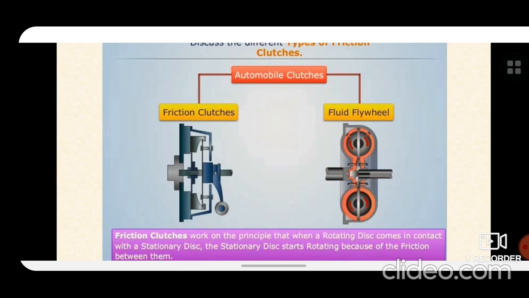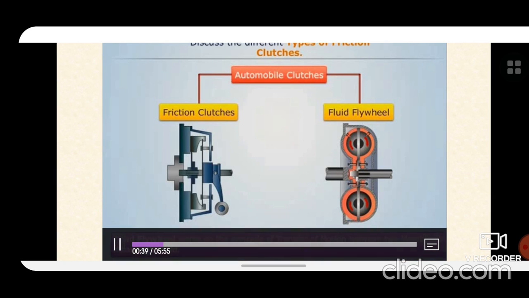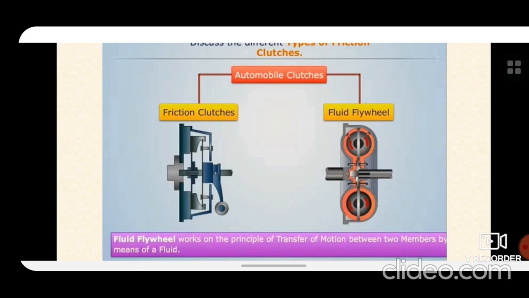Next is the fluid flywheel. The fluid flywheel works on the principle of transfer of motion between two members by means of fluid. So this is the basic difference between friction clutches and fluid flywheel: friction forces are applied on the clutches in friction clutches. On the other side, in the fluid flywheel, fluid is responsible for power transmission, for engaging and disengaging.